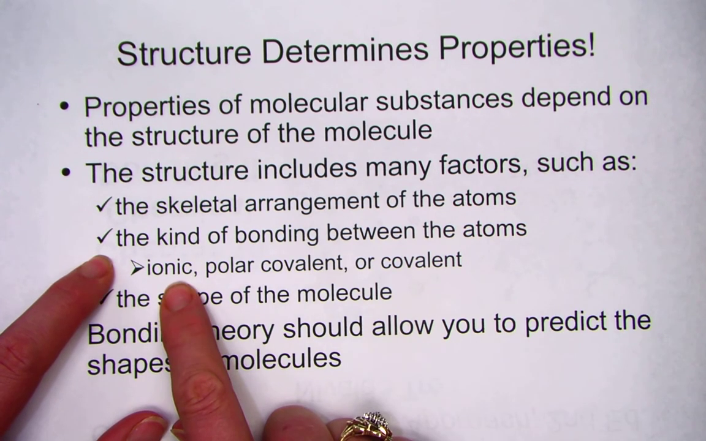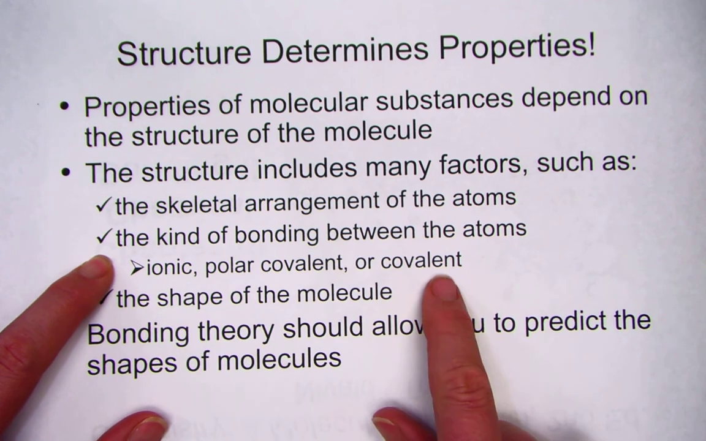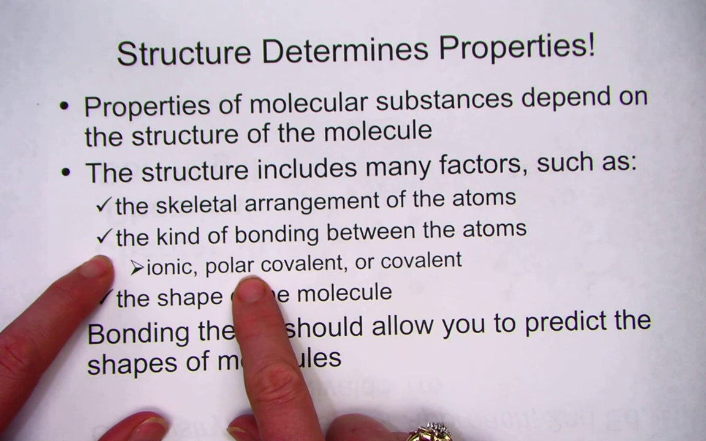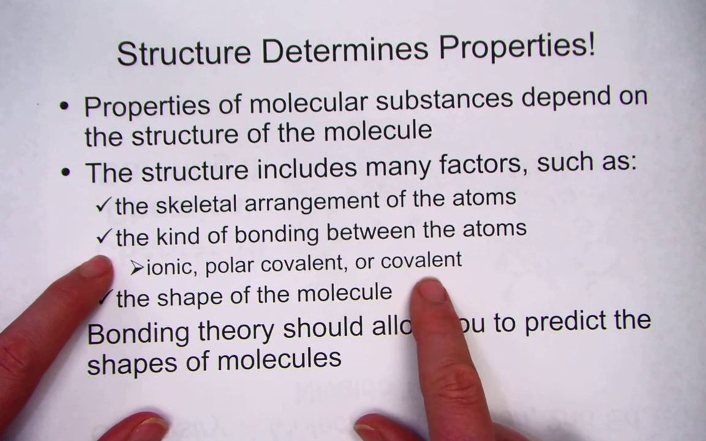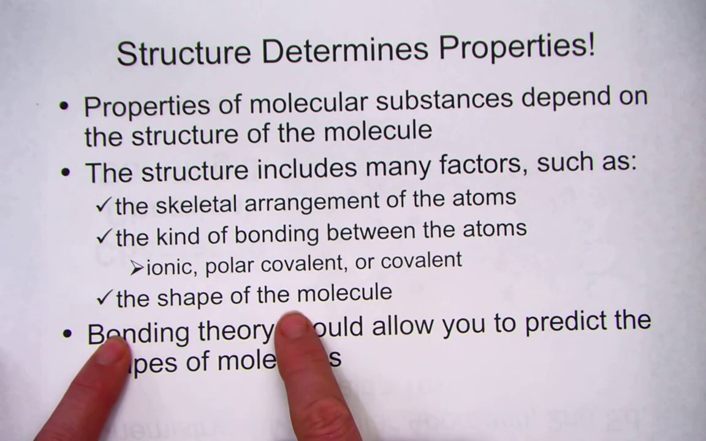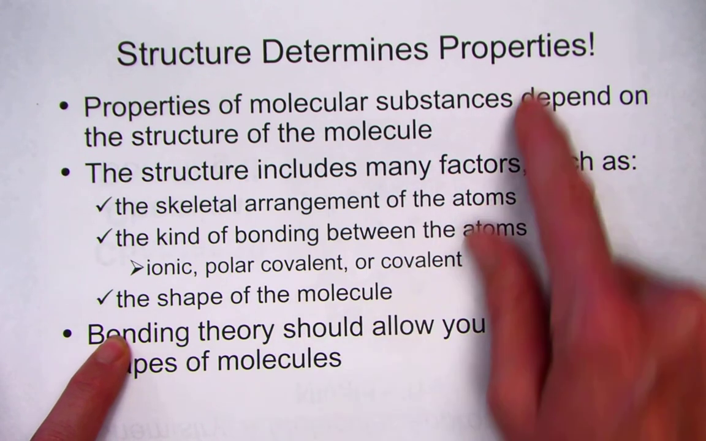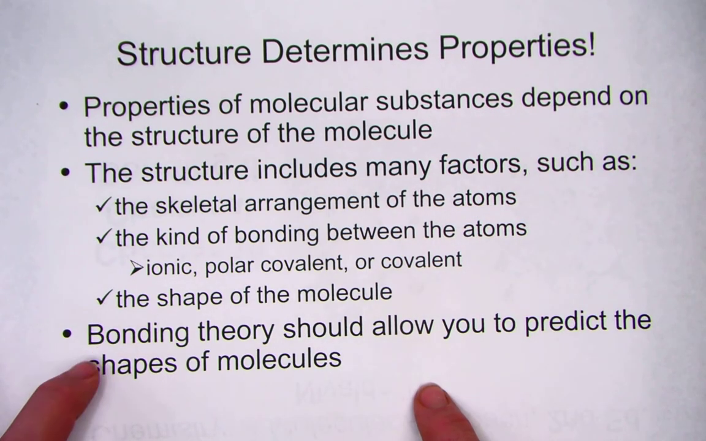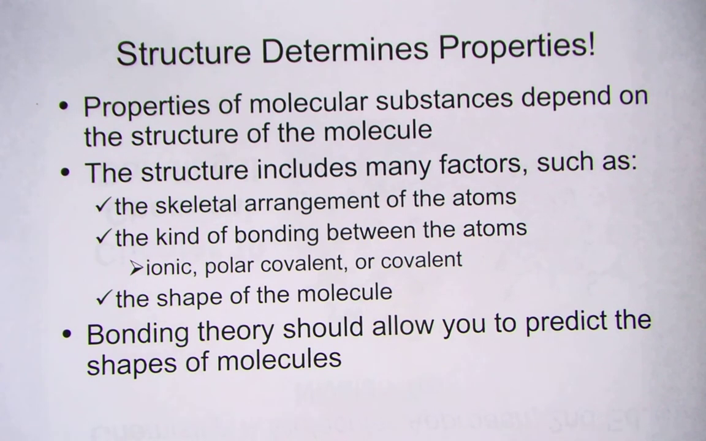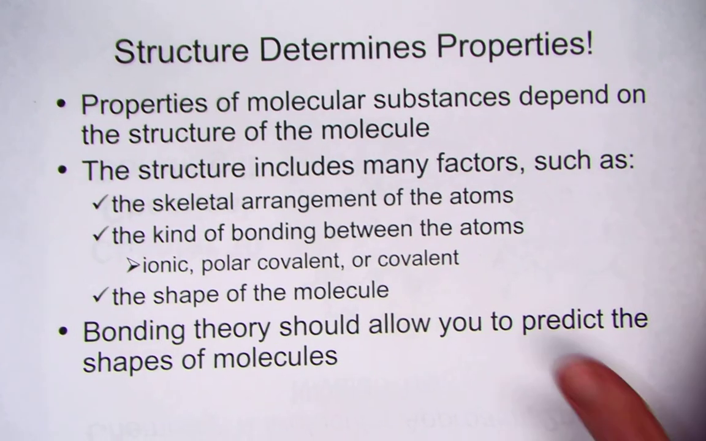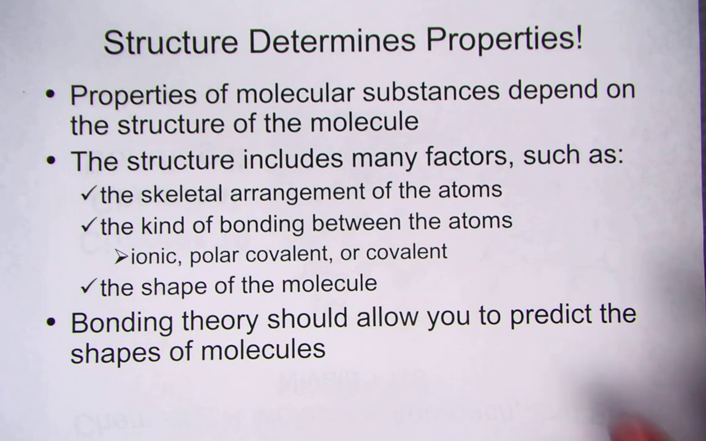Ionic, of course, being metal to nonmetal. Covalent is nonmetal to nonmetal, and the term polar covalent means that unequal sharing of electrons. Of course, the shape of the molecule is also important in determining the chemical properties. So the bonding theory should allow us to predict the shapes of molecules, and that's really the focus of this particular chapter. So much of molecular geometry depends upon the chemistry of our molecules.